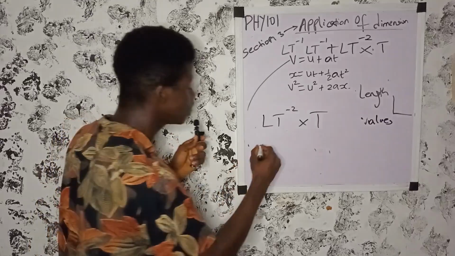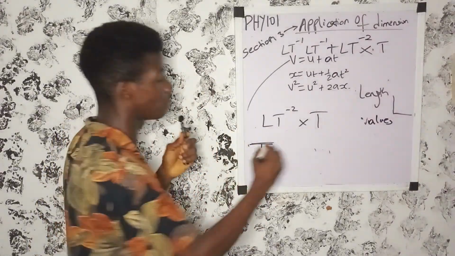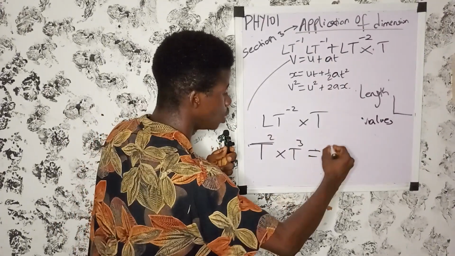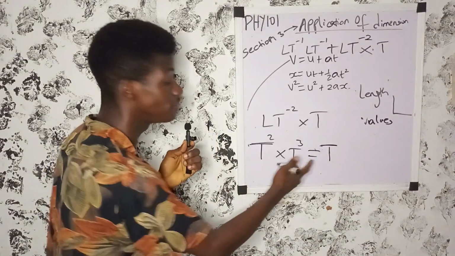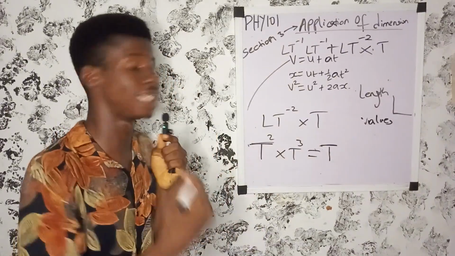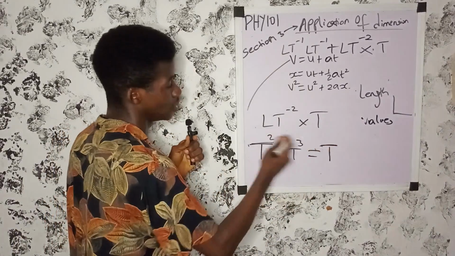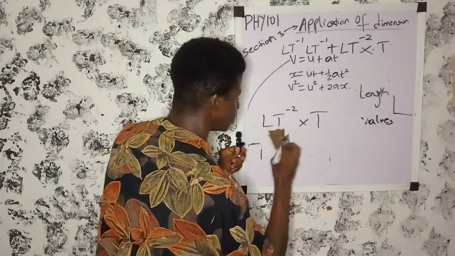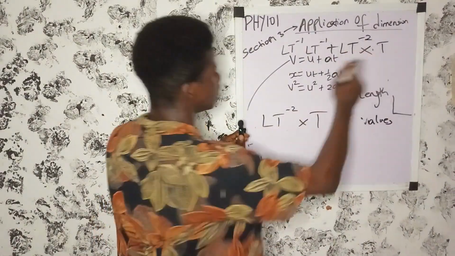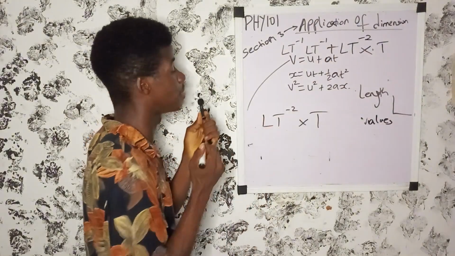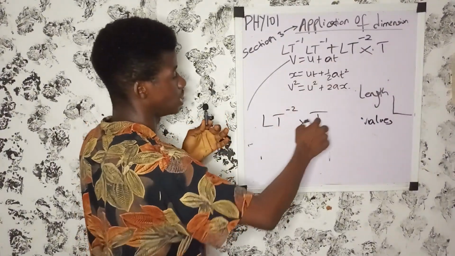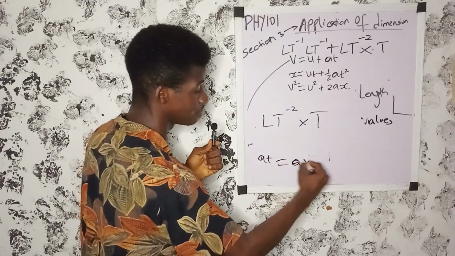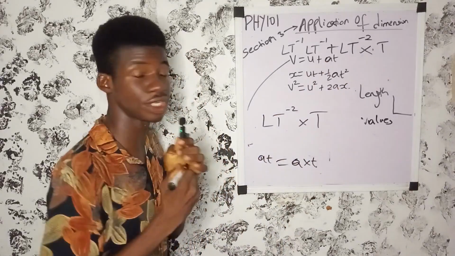I told you guys that when two bases are multiplying each other, that is, if the two bases are equal, you bring out one of the bases, then you add their powers. Okay, 2 plus 3 gives you 5. Now let's go back to this very place. The dimension for acceleration is L t raised to power minus 2. The dimension for time is T. If you look at it, AT means that acceleration is multiplying time.